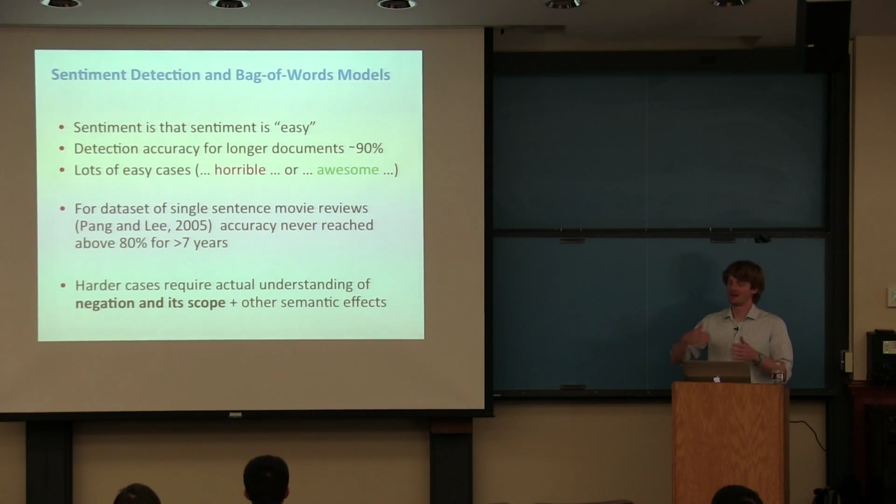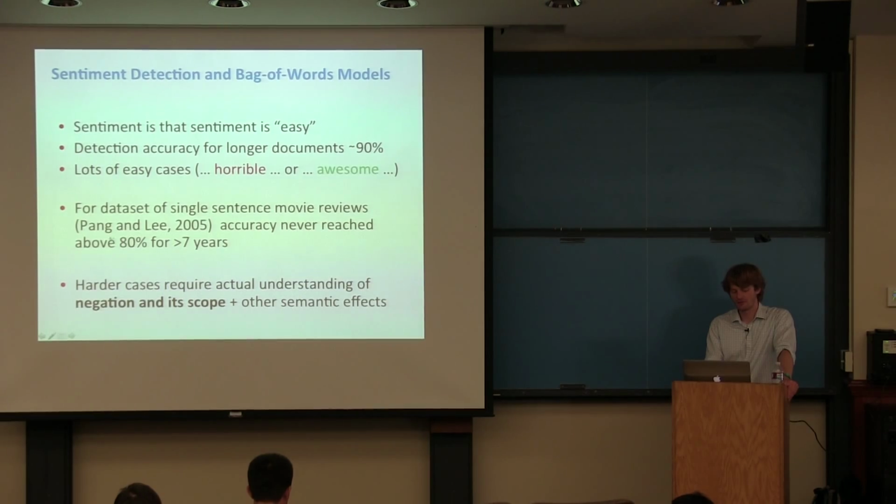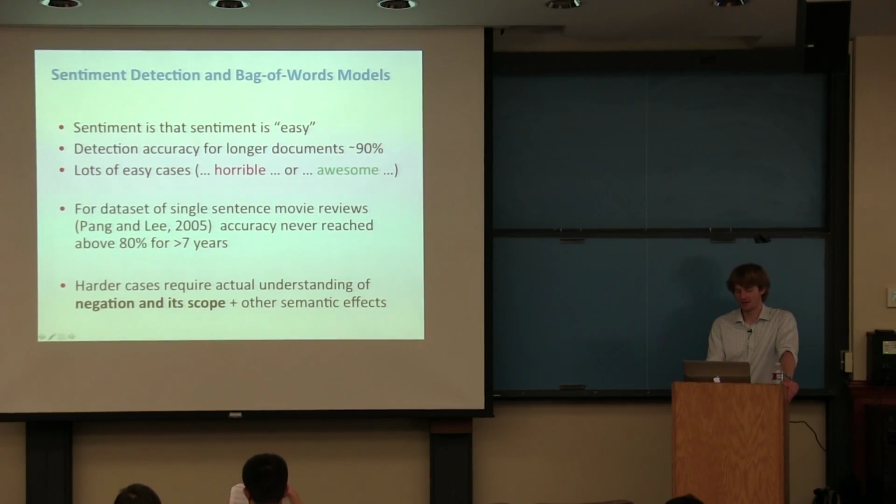So you can get some way there, but it's still kind of unsatisfying because it's obvious that the model could be very easily fooled by just adding some words here and there. And especially when it comes to single sentence movie reviews or just shorter phrases that we now encounter more and more on Twitter, for example, the accuracy has never gone, for the specific data set by Pang and Lee from Cornell, over 80% in the last 7 years.